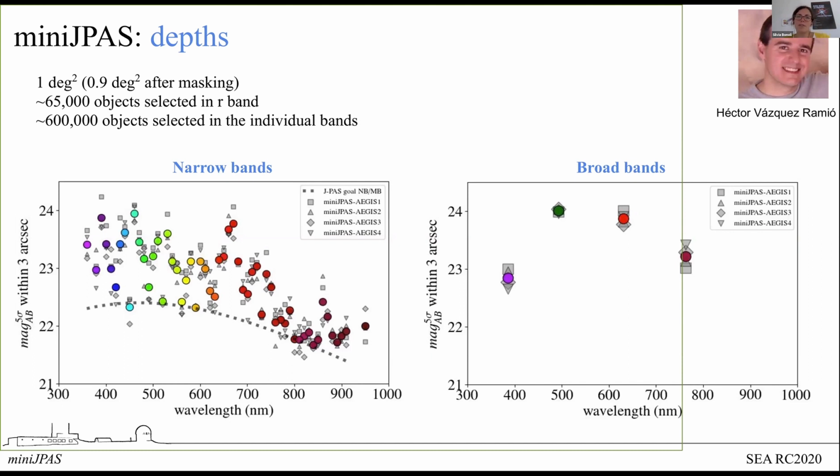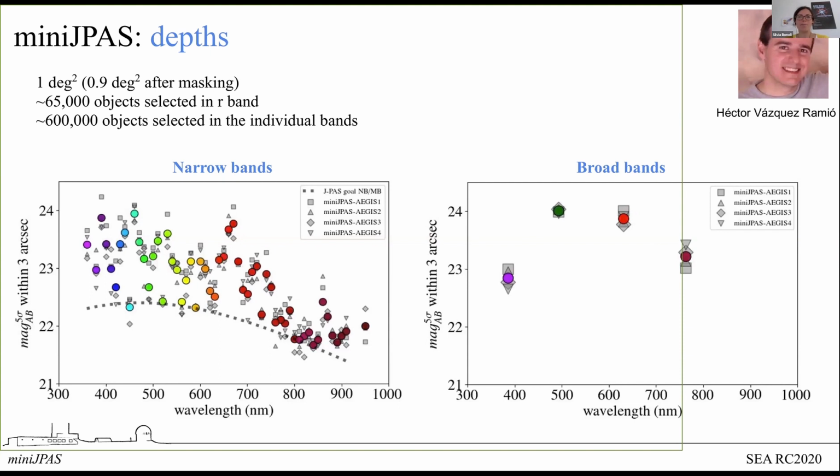So these are the depths. In the graph, you find the depth. The dashed line on the left indicates the approximate minimum depth that we want to reach with JPAS. And the colors show the average depth of the narrowband filters, to the right of the broadbands that were observed. So we're always between 22, 22.5 and 23.5. With JPAS, the exposure times will be planned such that we'll have more homogeneity of the depth in the different narrowbands.